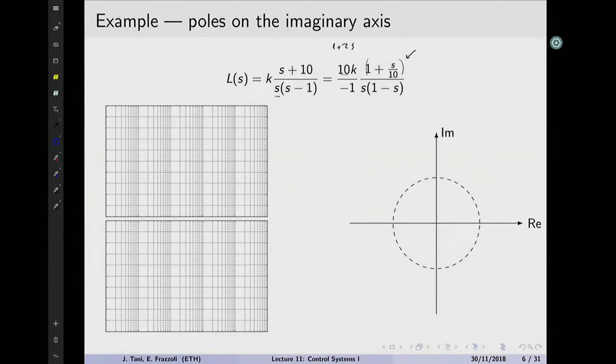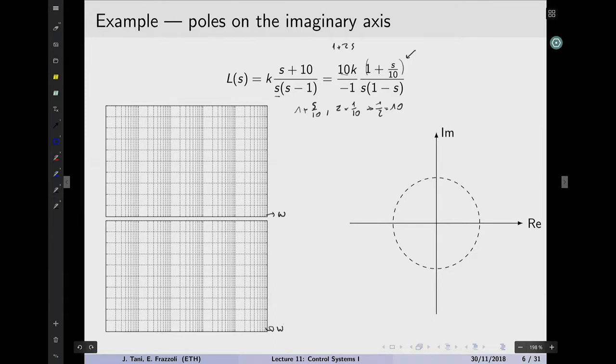So let's start with the numerator. We have 1 plus s tenths, so tau is equal to 1/10. This means that 1 over tau, which is the breakout frequency, is 10.